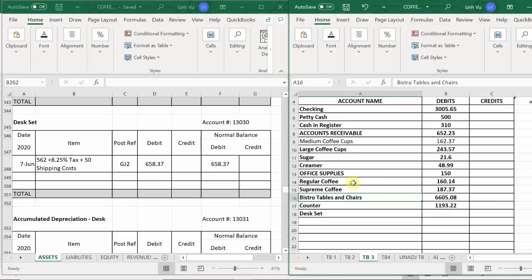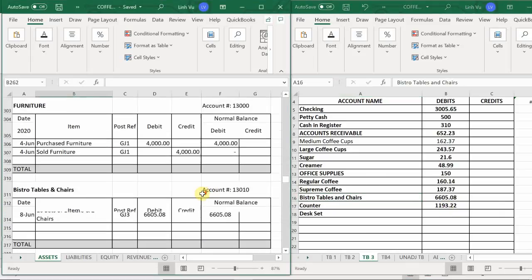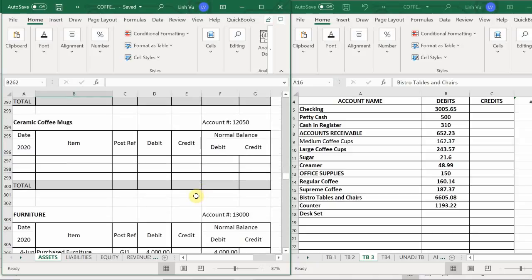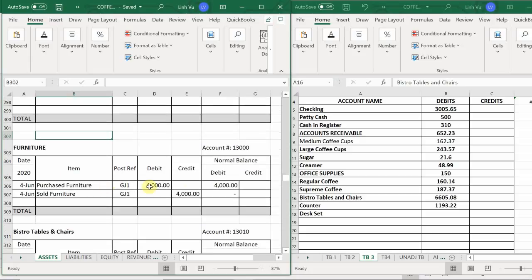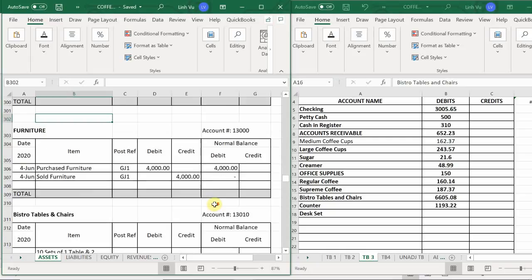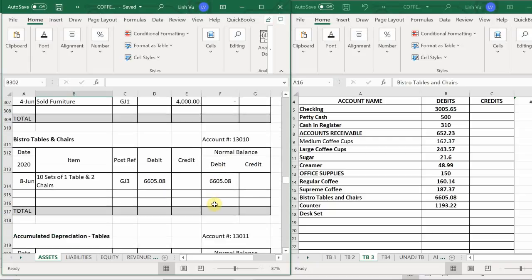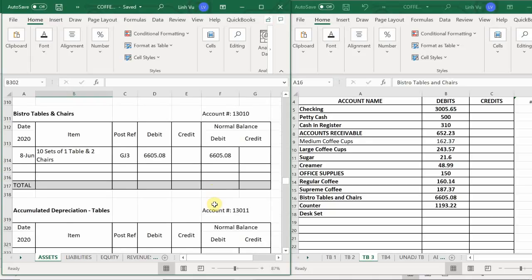What's the furniture for $4,000? Furniture was $4,000 when we purchased. We don't enter that? Well, in this case, we purchased $4,000, but what did we do to those $4,000? We sold it. So right now, is there any account balance here? No, it's 0, so that doesn't really affect my debits or credits. You can add it if you want to, but that's just another extra space that we could use.